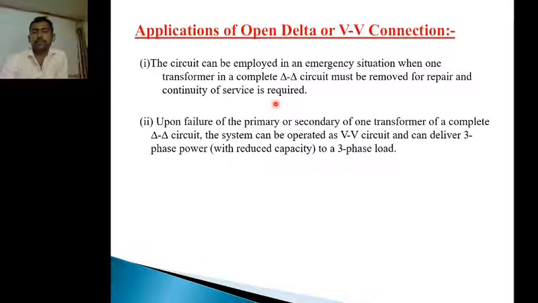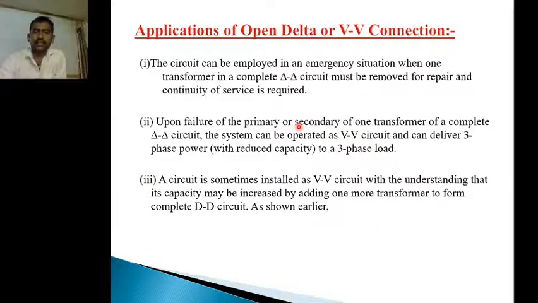And similarly, upon failure of the primary or the secondary of one transformer of a complete delta-delta circuit, the system can be operated as an open delta circuit and can deliver three-phase power to a three-phase load. This is the same explanation as in the previous point.